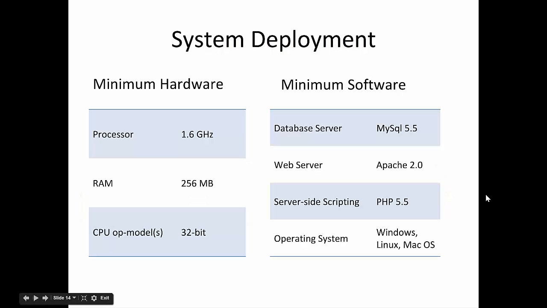For our system to run in the system deployment, our minimum hardware is a processor of at least 1.6 gigahertz, at least 256 megabytes of RAM, and the CPU model is 32-bit. The minimum software requirements are MySQL 5.5 for the database server. We are using Apache 2.0 for our web server. We are using PHP 5.5 for the server-side scripting, and the system requires either Windows, Linux, or Mac OS.